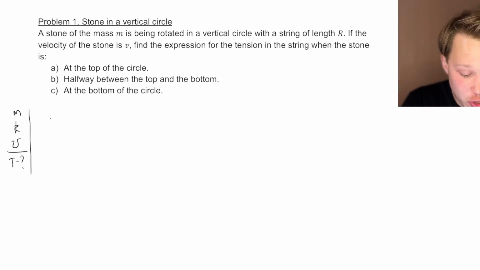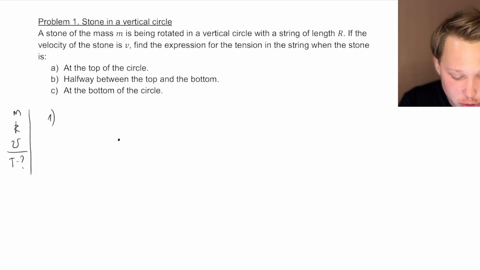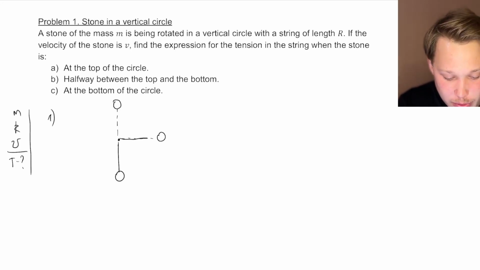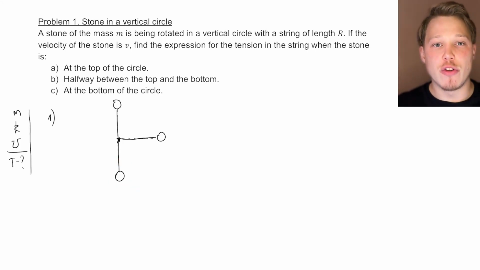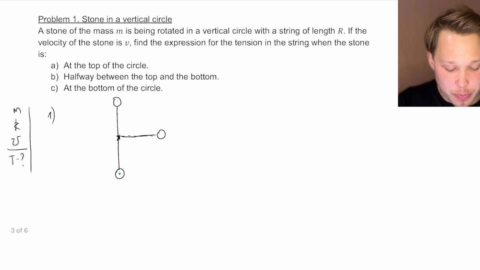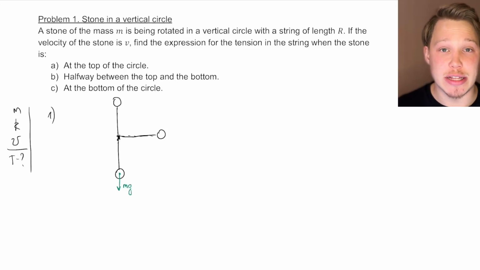Again, my first step will always be to draw a free body diagram. Here we have the circle, and we have the stone that is being rotated at different parts of the circle. It is connected to a rope, and it is being rotated in the air. Let's start with this part right here, when it's at the bottom of the circle. Let's consider what forces are applied on this stone. As always, there's the force of gravity, mg, that is being applied, and the gravitational force is always directly down.